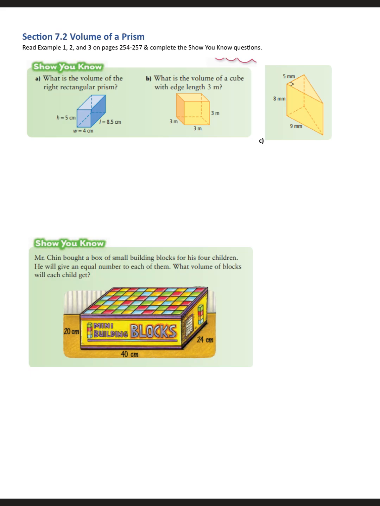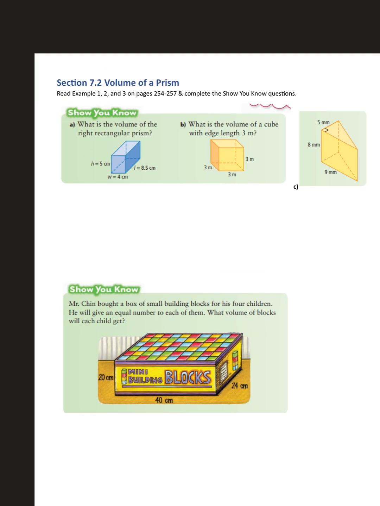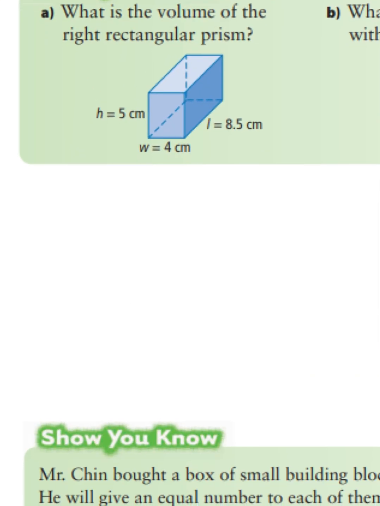In 7.2, we begin working more specifically with volume of prisms. In particular, we work with right rectangular prisms, which is like a standard box, as well as right triangular prisms. So taking a look at this, with our right rectangular prism, we're going to use the standard rule, where volume is equal to length times width times height.